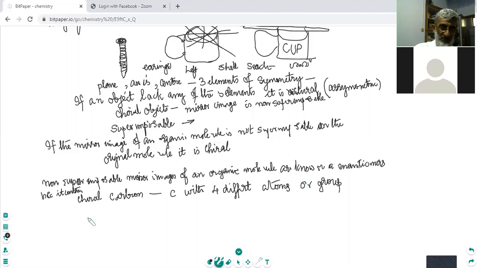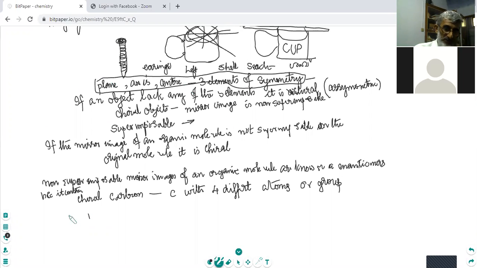Okay, number one. This one we have already seen. See, this is the condition for chirality 1. Here I have written: any molecule which is not having a plane of symmetry, axis of symmetry, or center of symmetry is chiral.